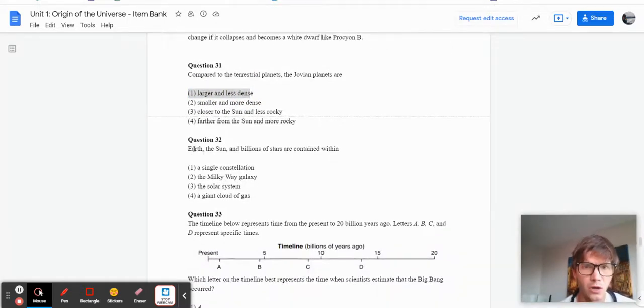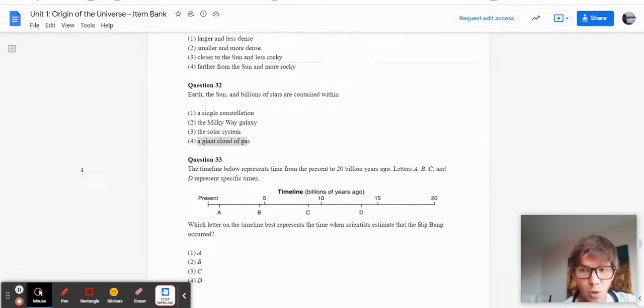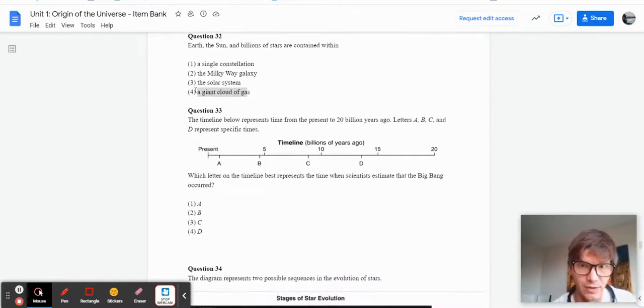Question 32. Earth, the sun, and billions of stars are contained within the, and which one is it going to be? The fact that it's billions of stars would make me think that the Milky Way galaxy is the best answer. We are possibly in a constellation of a number of stars, but I wouldn't say that they're necessarily in the billions. The solar system only contains one star, which is our sun, and a giant cloud of gas is a nebula, which is what all stars start as, but eventually it'll turn into the star and its surrounding solar system.